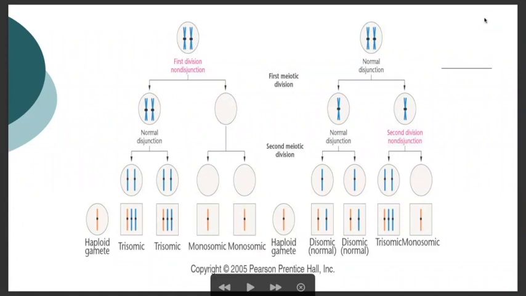Now, this illustration shows you the mechanism of aneuploidy. And aneuploidy can occur at the level of first meiosis and second meiosis. And we have the term here, non-disjunction. When you say non-disjunction, this refers to the abnormal separation or the failure of the separation of the chromosomes that will result in abnormal chromosome number.